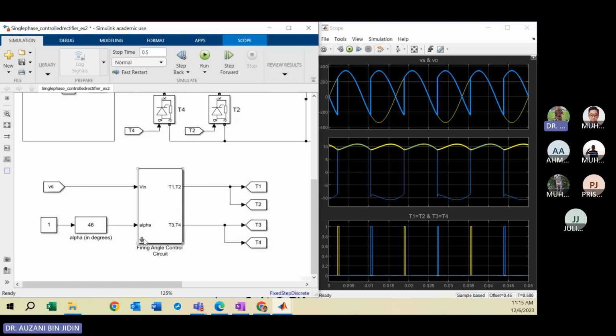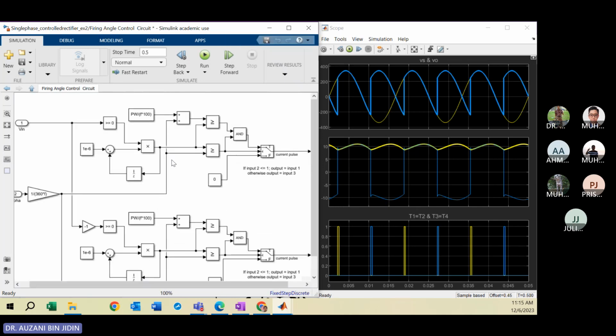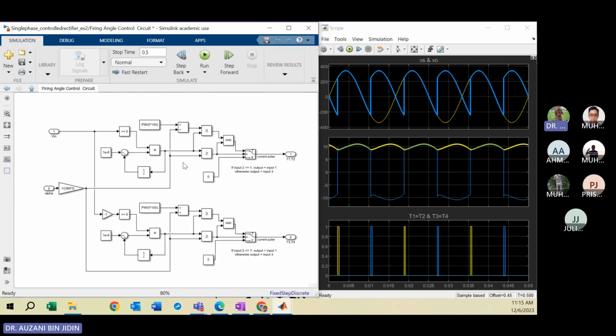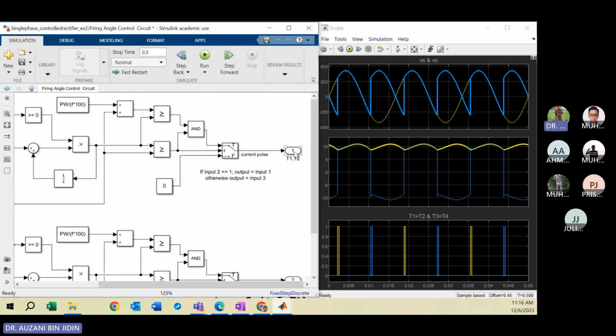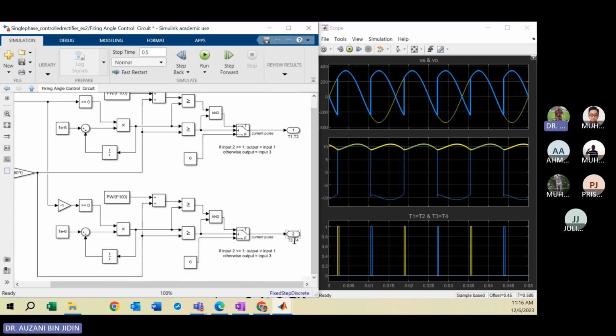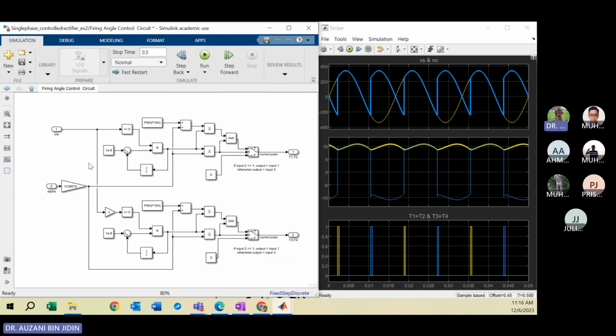Maybe I can show you what is inside this subsystem block. You need to think about the algorithm for how to generate the current pulse. Here is for T1 and T2, and the bottom here is for T3 and T4. I do not need to discuss this one. If you are interested to know how to design it, you can come to see me at my lab.